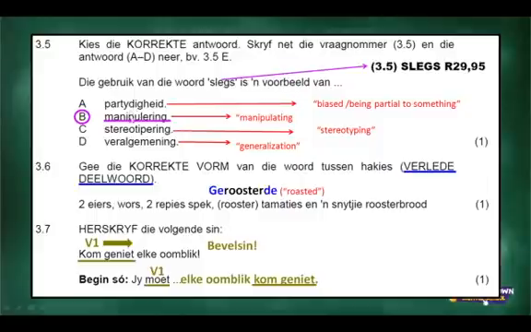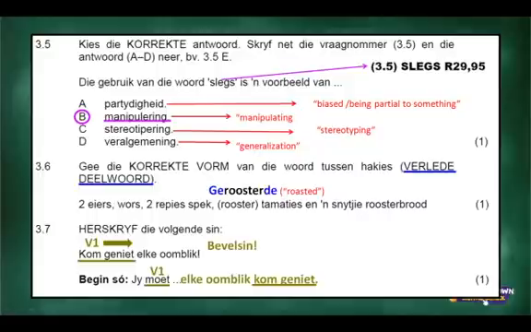R29.95. Nou moet jy weet wat hierdie woorde beteken. You need to know what these words mean. Otherwise you're going to struggle to answer the question. So partydigheid means you're biased or you're being partial to something. Manipulering is when you're being manipulated. Stereotypering, you're stereotyping. And veralgemening is generalization.